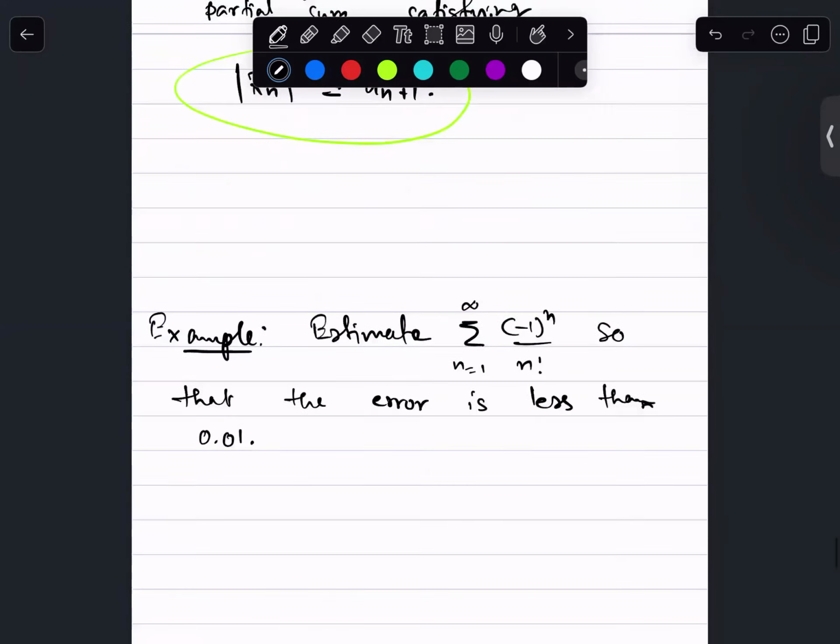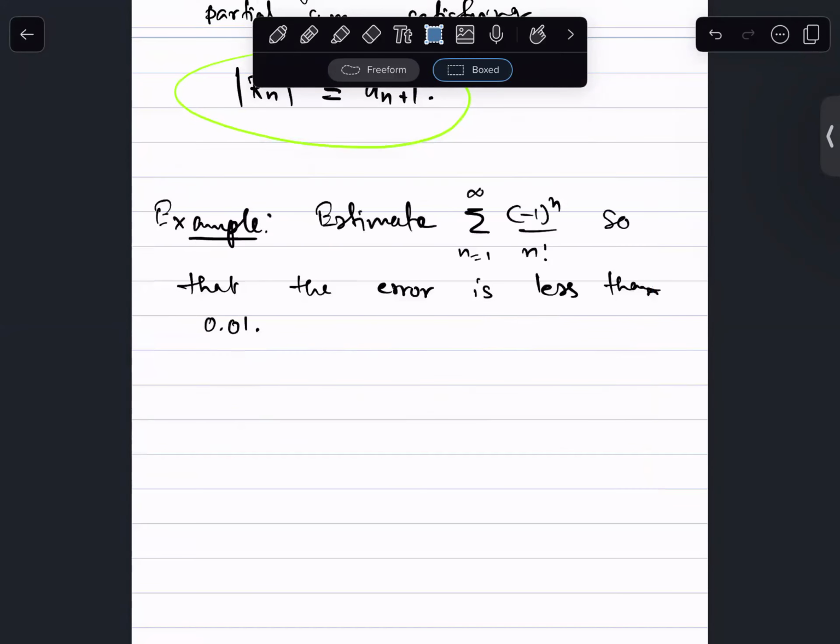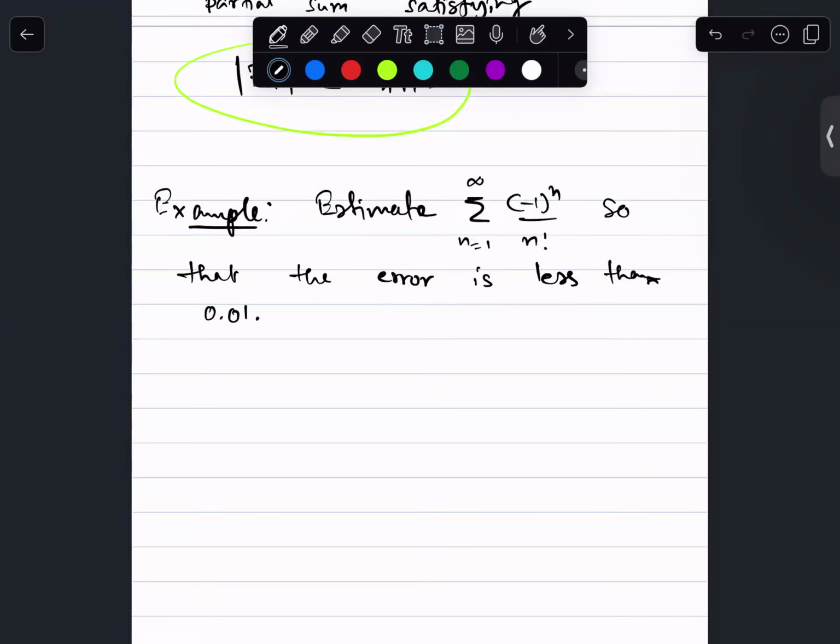Okay, if I look at one example, say the question is asking you to estimate the summation of (-1)^n over n factorial so that the error is less than 0.001. Basically they're asking, can you find the n for which the nth partial sum will be within 0.001 of the actual limit? Say this is converging to S. Then the question is asking, can you find what n is, so that S will be bounded in between Sn and Sn plus 1.